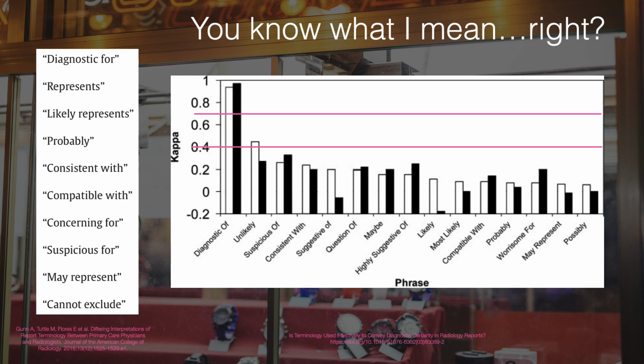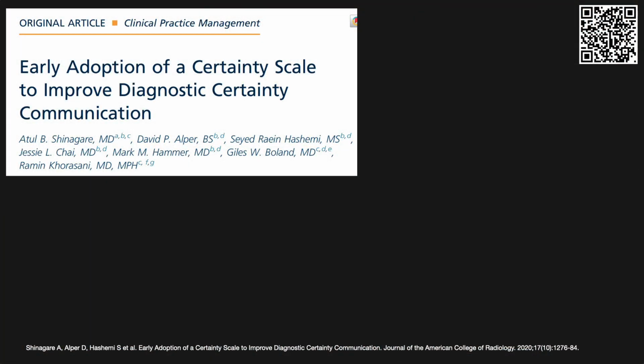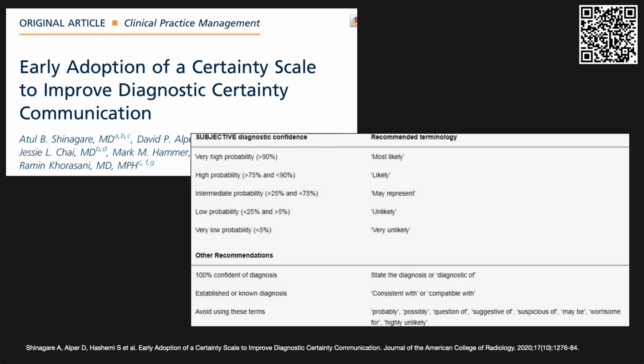And thus, basically the only phrase that we all seem to agree on for the significance is "diagnostic of," and everything else had a lower agreement on the scale, even phrases like "consistent with," "highly suggestive of," "most likely," or "compatible with." To help overcome this basic misunderstanding, some groups have adopted a certainty scale, which assigns your subjective diagnostic confidence with a percentage range and specified term.